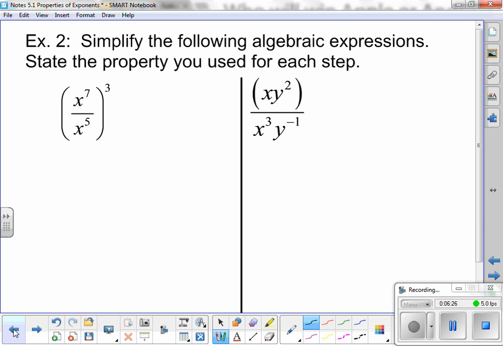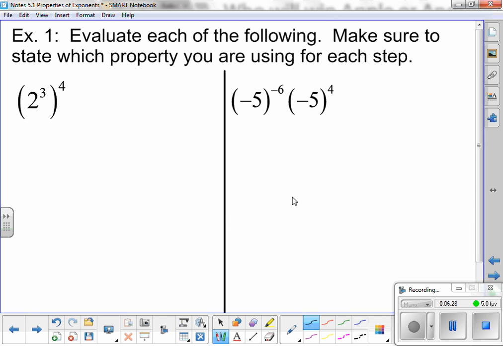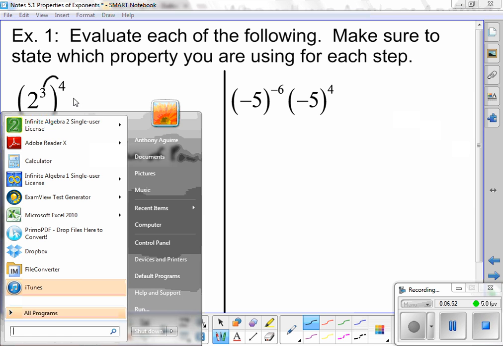So let's go back to this one. Okay, 2 to the third to the fourth power. So this one, you would take the 4 and multiply it to the 3. So that'd be 2 to the 12th power. And then we used power of power. Power of power. Pow pow. I'm fine with you guys saying pow pow. 2 to the 12th power. Big number. Can't do that one in my head.